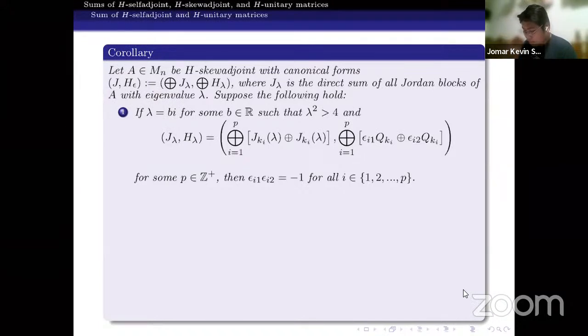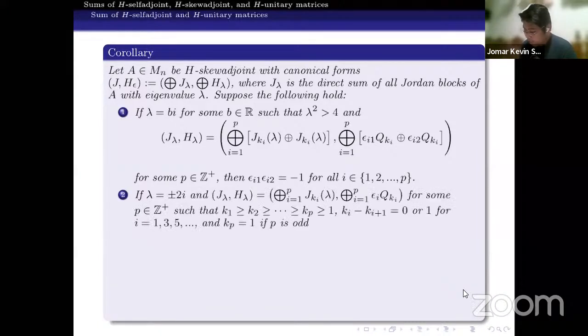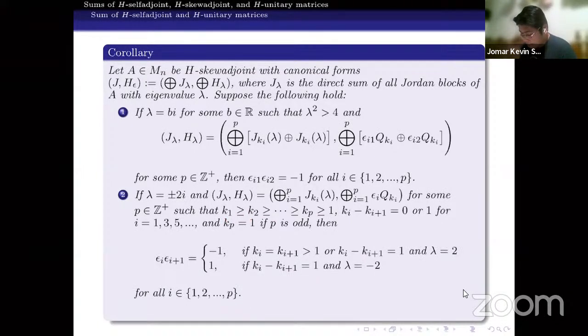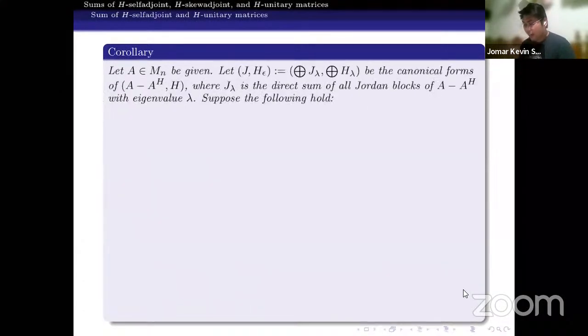Okay. So for number 2, second condition, if lambda equals plus or minus 2i, the extra conditions are this. Pareho lang din dun sa main theorem natin. Dapat decreasing yung mga subscripts and so on. Then the conclusion is that the product of epsilon sub i and epsilon i plus 1 is either positive 1 or negative 1 based on these conditions. And then the conclusion is that we can write A as x minus x to the h. So minus po ito. So magkaiba siya dun sa main theorem. And then as a corollary to this corollary, ito na yung second goal natin. So we have an arbitrary square matrix A.